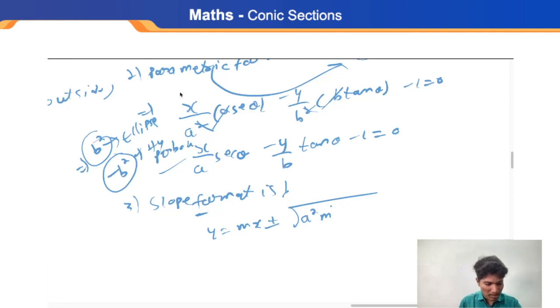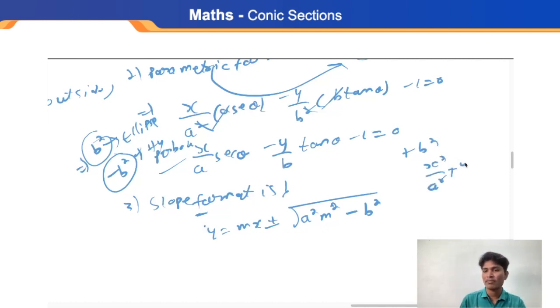The thing which I am discussing here is tangents. Equation of tangent: a square m square. I already said, there in the ellipse it is plus b square, but here we have to write minus b square. That is a change from ellipse to hyperbola, because it is there in the equation itself.